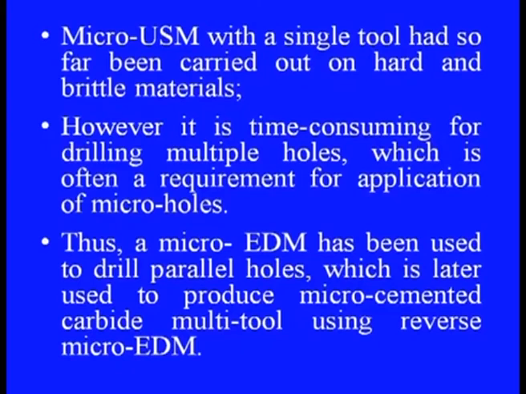In an extreme attempt, micro USM was used to drill micro holes of diameter only 5 micron on silicon and soda lime glass. The major efforts to improve the micro USM process performance are to increase its throughput by using novel micro tooling technology, especially for mode 2 micro USM, which is also called micro machining with pattern tool. Micro USM with a single tool had so far been carried out on hard and brittle materials. This we have already discussed several times.